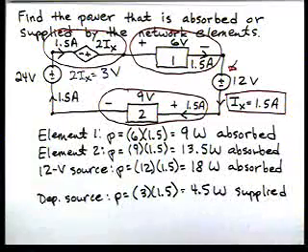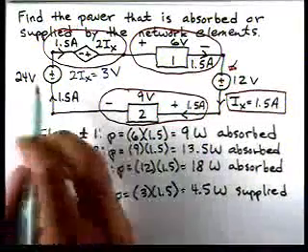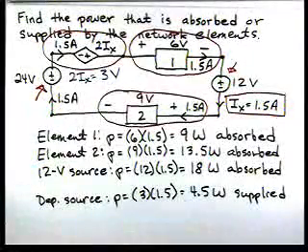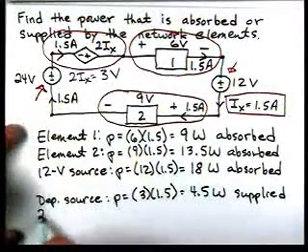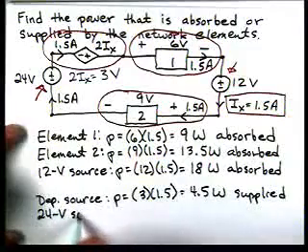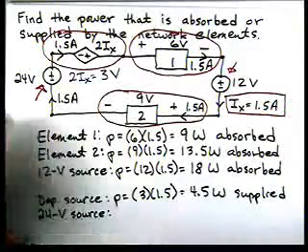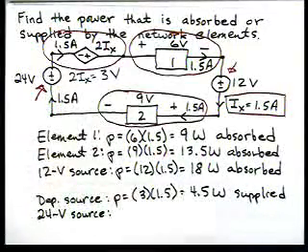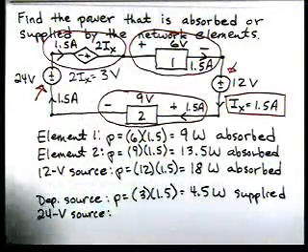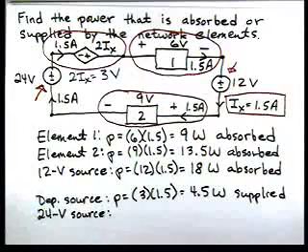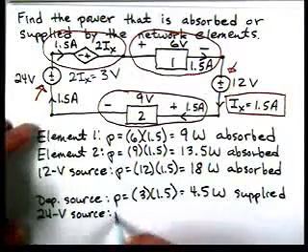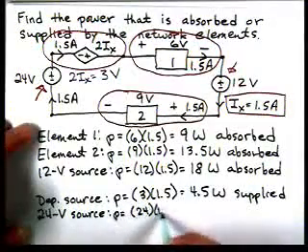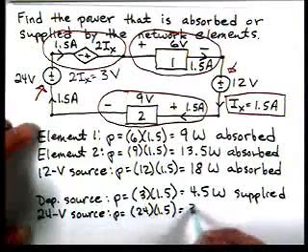Okay, and that leaves us one last element. That's the 24-volt source. And again, if we notice, current's entering the minus, coming out the plus, so it doesn't satisfy the passive sign convention. So when we multiply V and I, we're going to get the power supplied. So we'll have 24 times 1.5, which is 36 watts supplied.